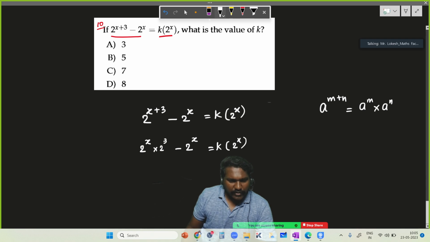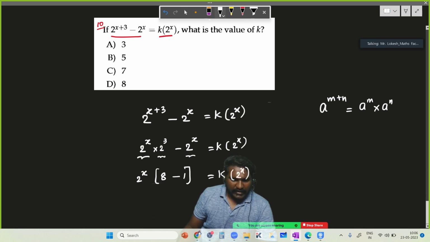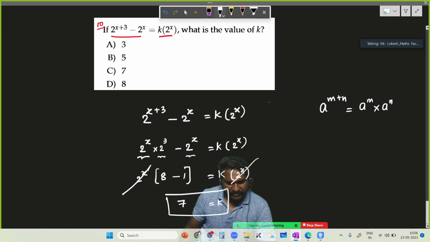Now if I take 2 power x as common, then that will become 2 power x into 2 cube, which is 8, minus 1, is equal to k into 2 power x. Now I can cancel this 2 power x on both sides by dividing. So then 7 is equal to k. So k is equal to 7.